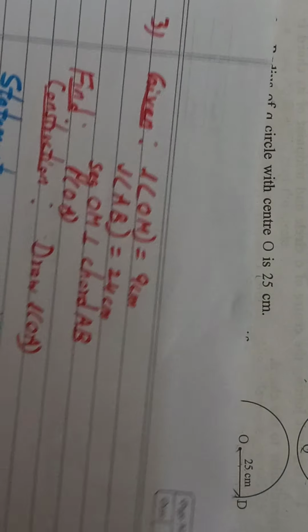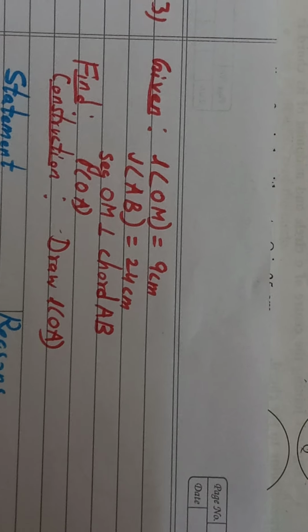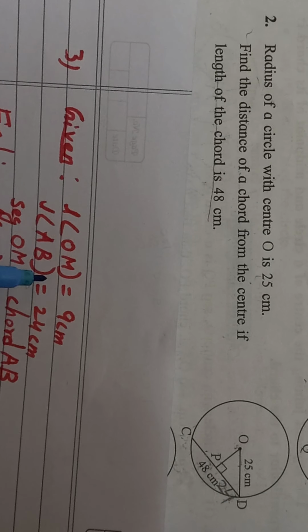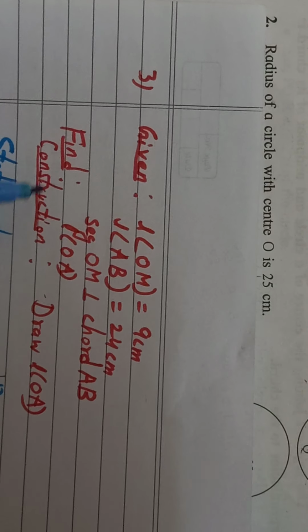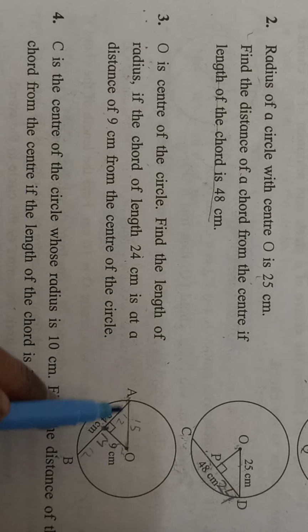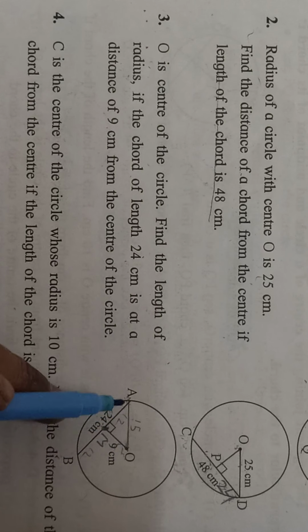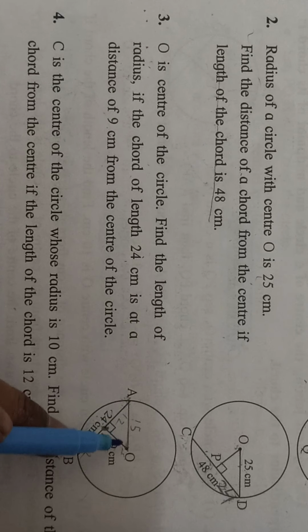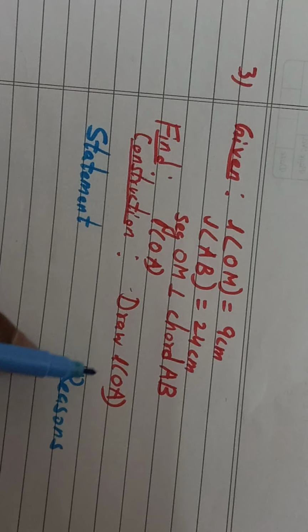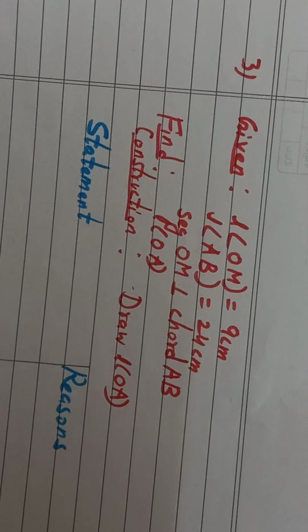See students, I have written what we have discussed, the given. And construction means join this, draw OA. That's what I have written here, okay? Because it's not given in the figure, we have to draw it. So I have written here construction, draw OA. That has to be done.